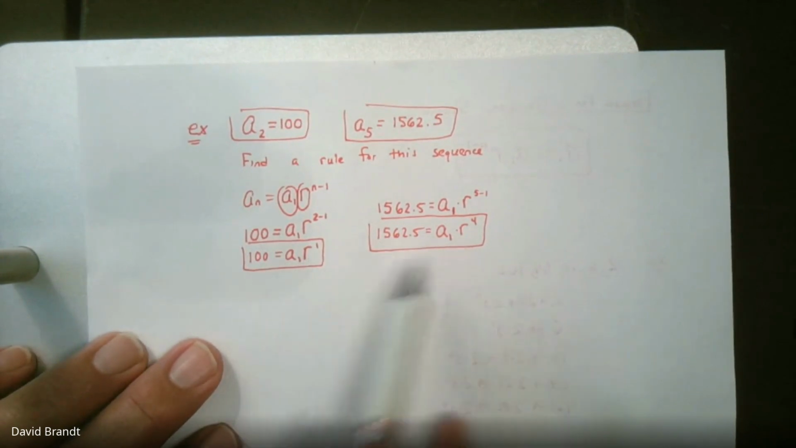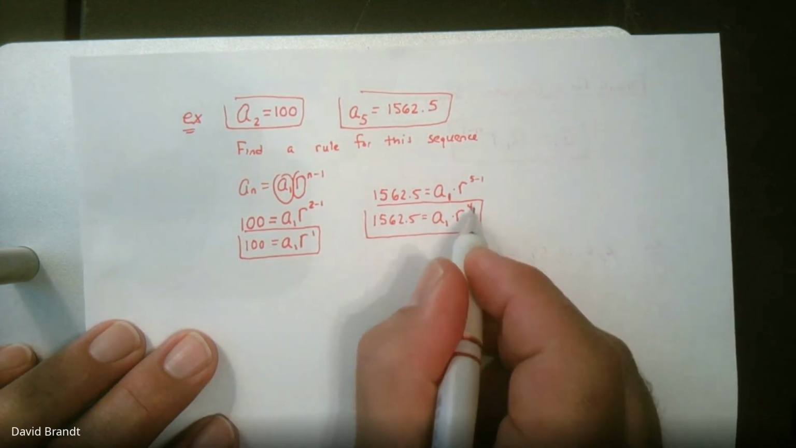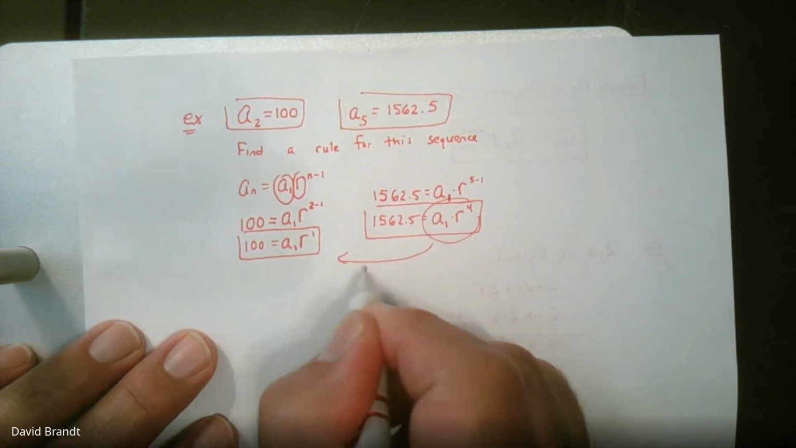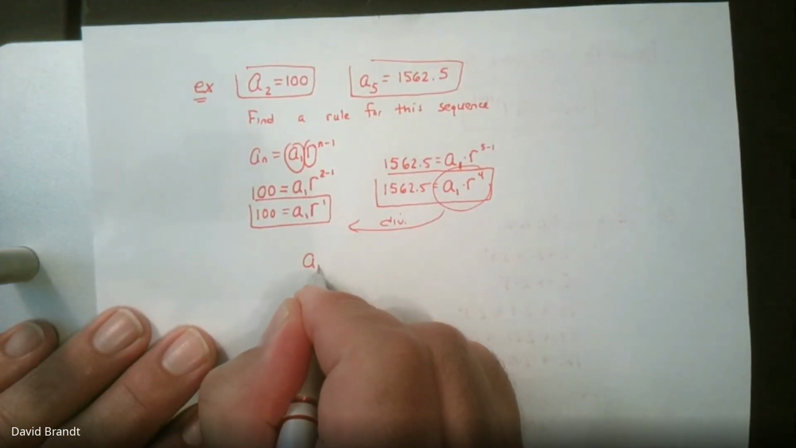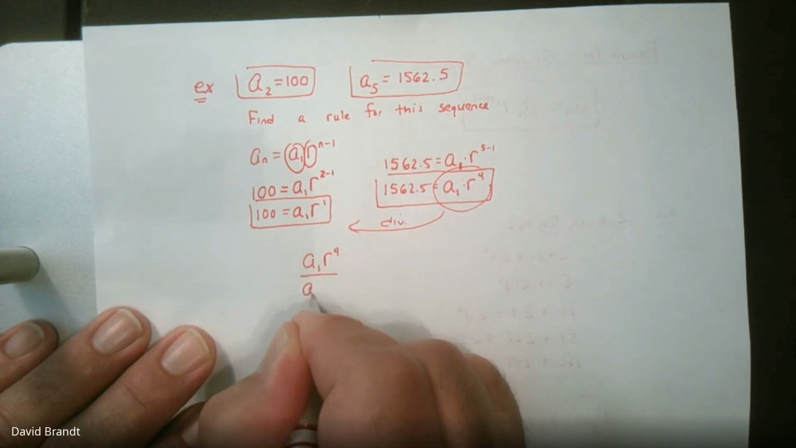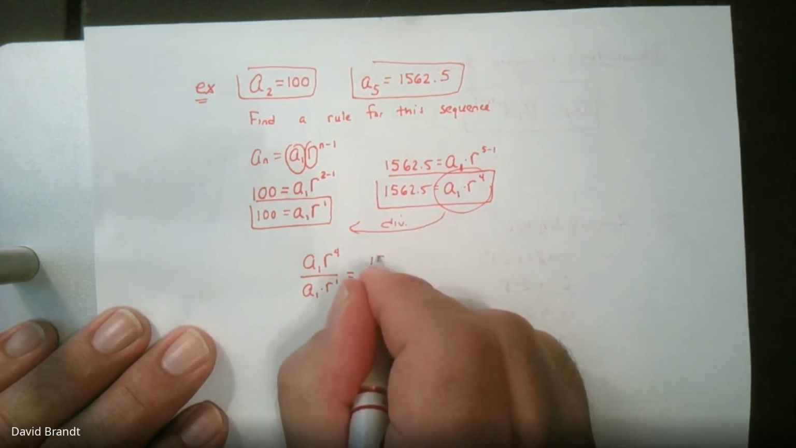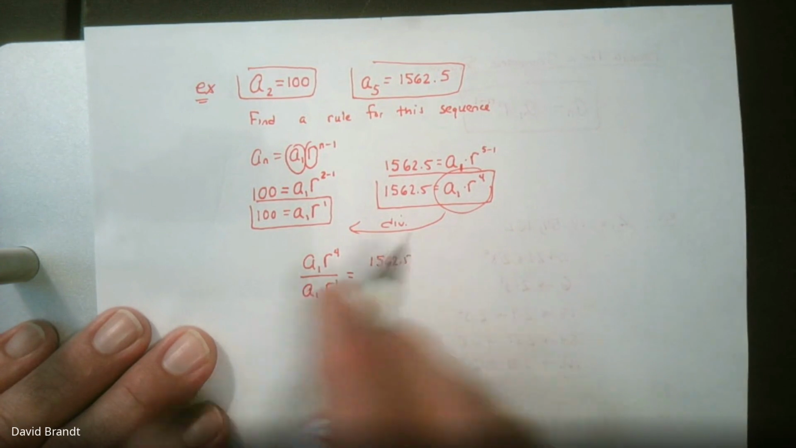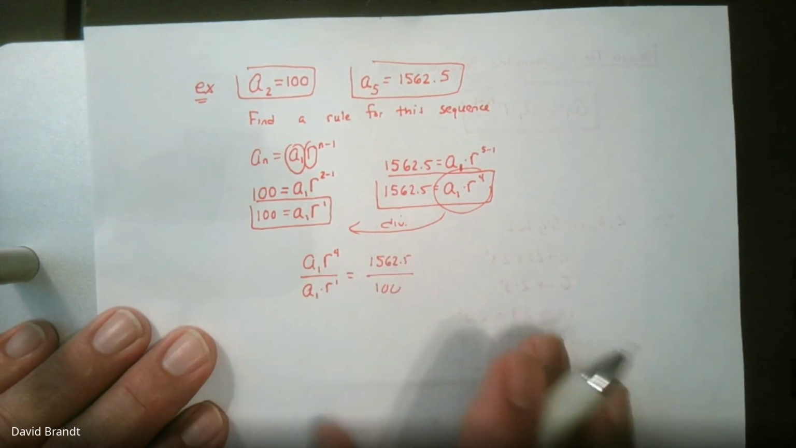They both have A1 in it, and they both have R in it. I have to solve for A1 and I have to solve for R. Now, how in the world do you do that? Well, the way you do it is you're going to take this term divided by this term. So I've got A1 R to the 4 over A1 times R to the 1 is equal to 1,562.5, because that's what this is, over 100, because that's what this is.